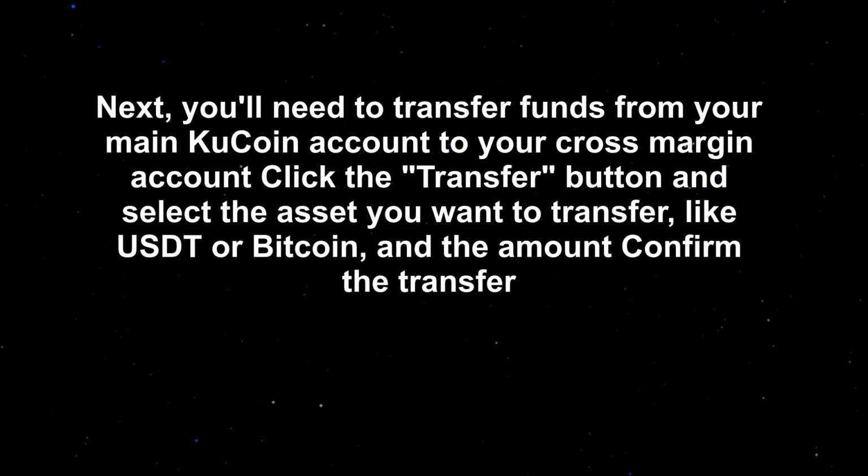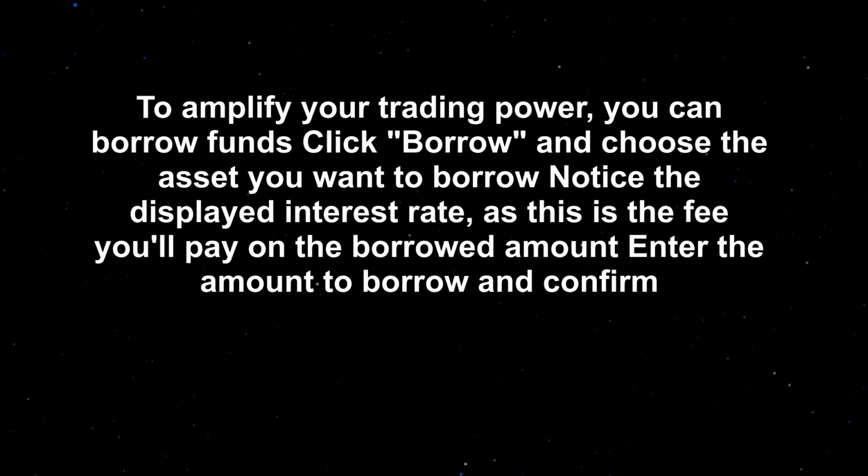Next, you'll need to transfer funds from your main KuCoin account to your cross-margin account. Click the Transfer button and select the asset you want to transfer, like USDT or Bitcoin, and the amount. Confirm the transfer. To amplify your trading power, you can borrow funds.